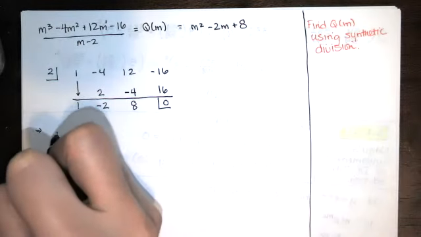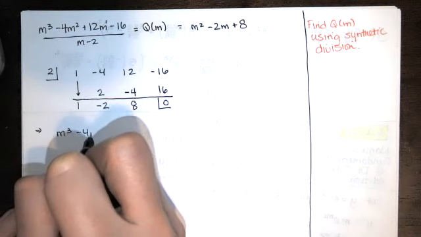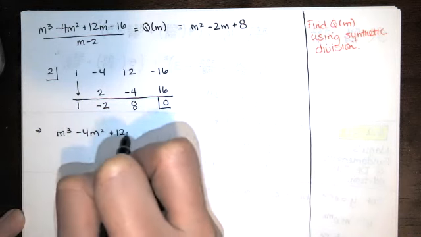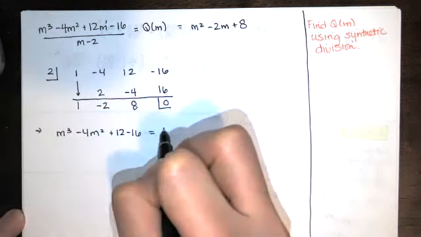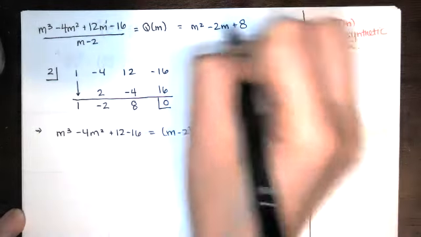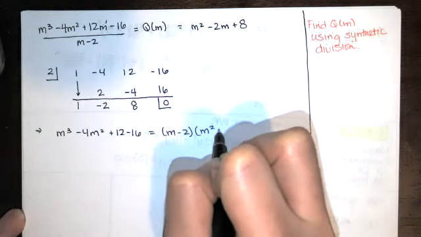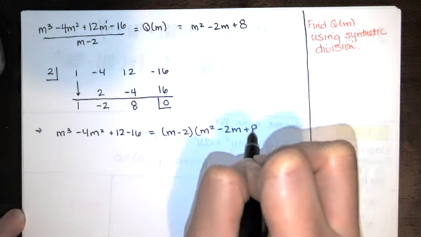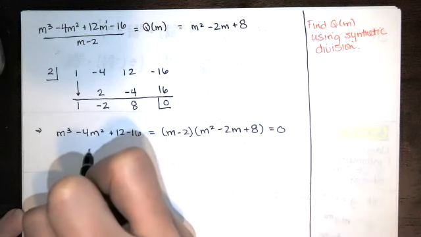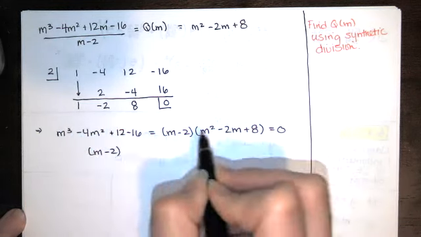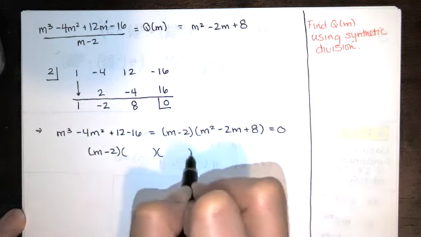Or in other words, our original polynomial, which we were trying to factor, is equal to m minus 2 times this polynomial. And we want that to be equal to 0. And then this polynomial can be factored further.